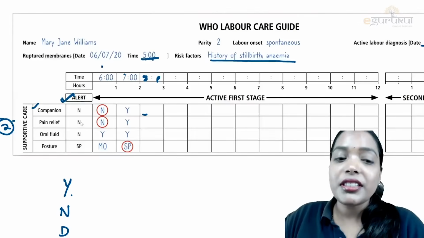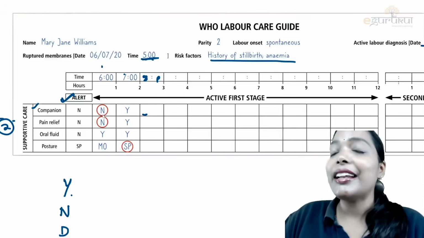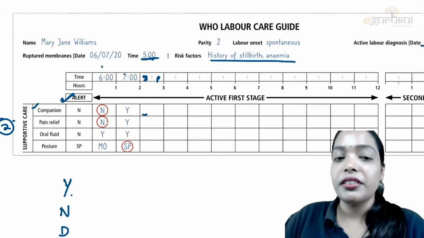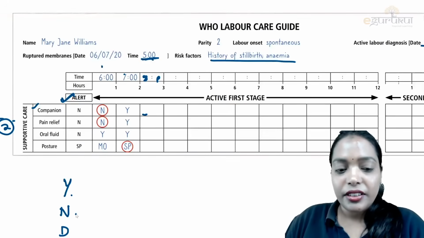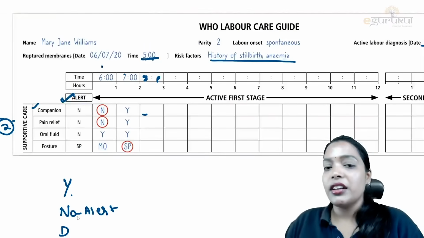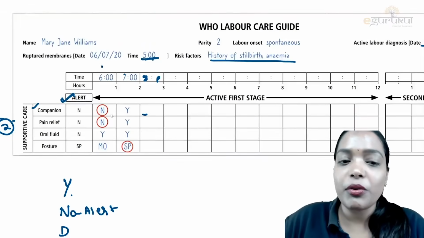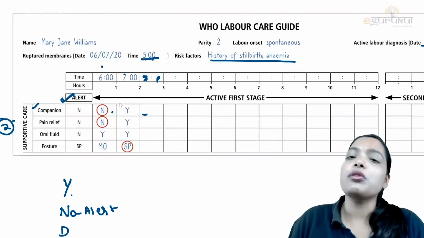Whatever interpretations are there in the alert column, if you have those interpretations, then it is an alert sign and you circle it. So N is an alert. If no companion is there, it is an alert. For example, when she came, there was no companion. Afterwards, there was a companion. So no and yes. When there is a no, you have to tell her, you can go out and call somebody to stay with her.